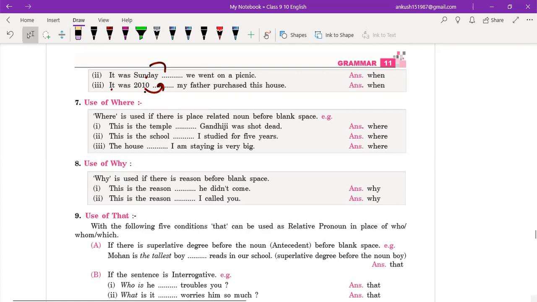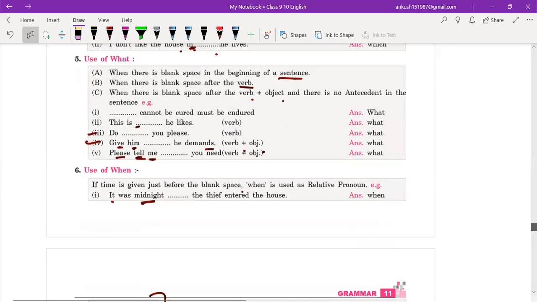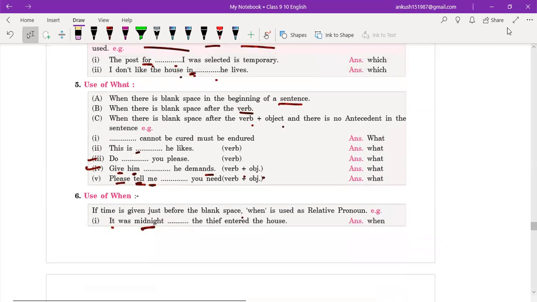Once explain what, sir? Use of what? See, use of what, first of all, it is an interrogative word or WH type of word which is used to ask questions. But in the case of relative pronoun, it can be used in many ways. Like it can be used in the beginning. What cannot be cured must be endured.